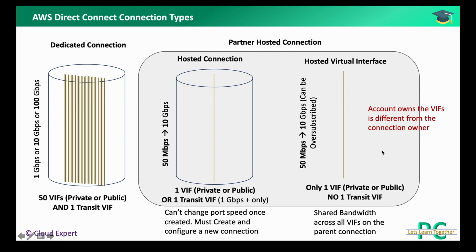Let's say you want to connect your data center with AWS, but you are going for a hosted virtual interface, then the virtual interface will be hosted by some other owner. Here you are not owning the virtual interface, and it will be shared. You can understand it as shared bandwidth across all the virtual interfaces on the parent connection. Let's say you are taking the hosted virtual interface from XYZ company, and there are 10 other companies also accessing virtual interfaces. So all those virtual interfaces will share the connection speed. It could be oversubscribed, or you can have the shared bandwidth.